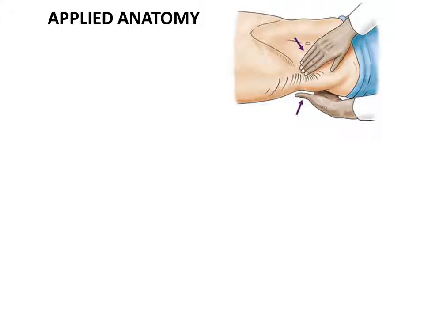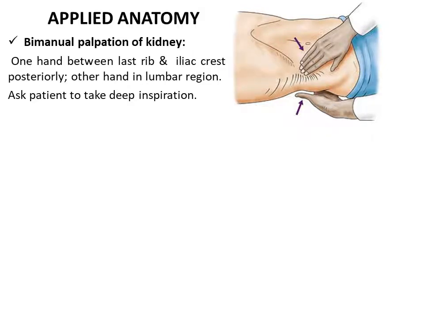As the kidneys cannot be palpated normally through the anterior abdominal wall, they are palpated bimanually. A patient is asked to lie down in the supine position. One hand is placed posteriorly between the last rib and the iliac crest, and the other hand is placed anteriorly in the lumbar region. The patient is asked to take a deep breath. The inferior pole of an enlarged kidney is felt between the fingers.